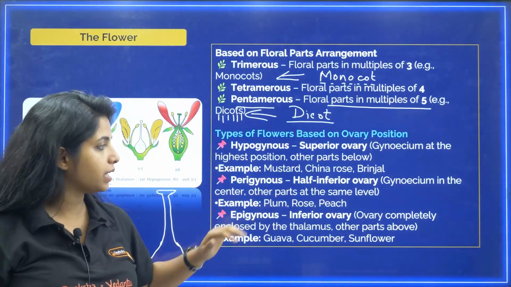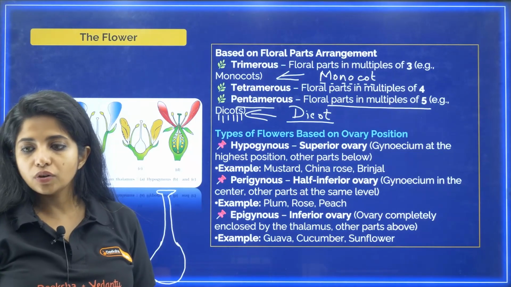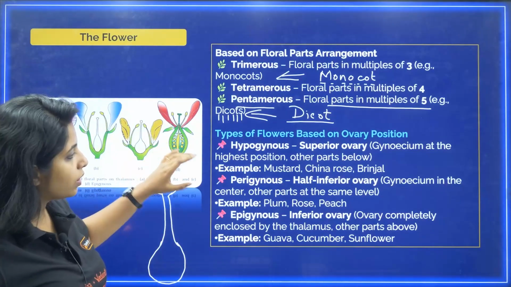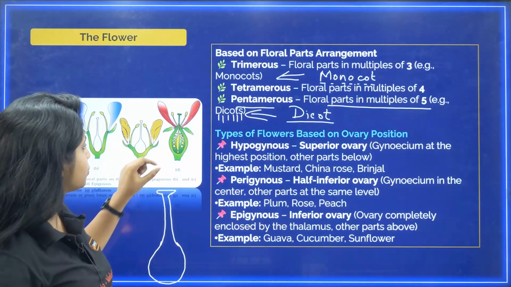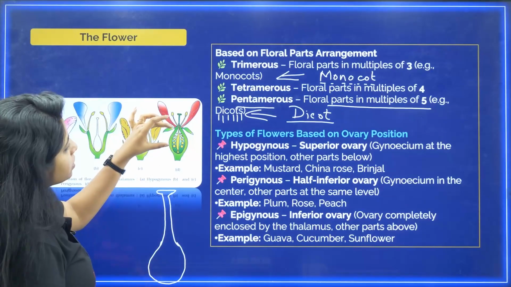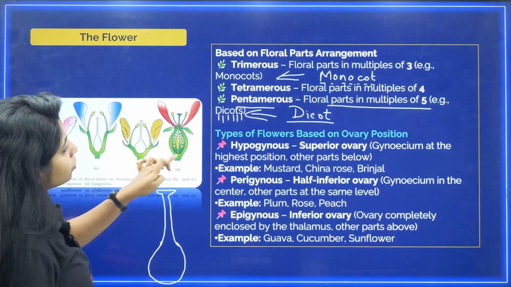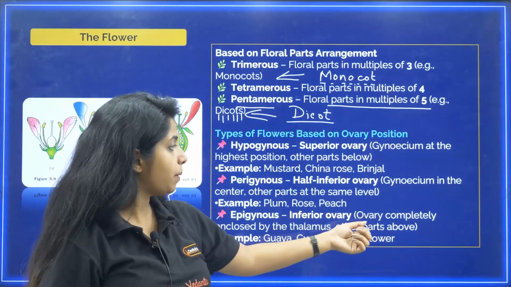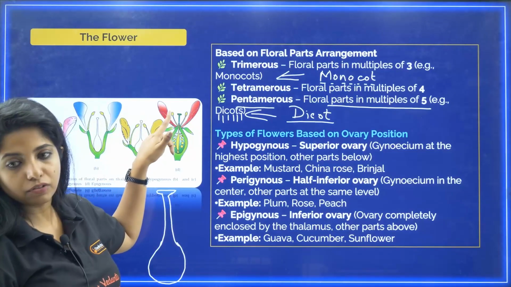Now you have epigynous. Epigynous means the ovary, my dear children, over here it is inferior. Inferior means the ovary is completely enclosed by the thalamus. So this is a thalamus on the top of which the gynoecium rests, but over here the ovary is totally enclosed in the thalamus, and other parts are basically above it.